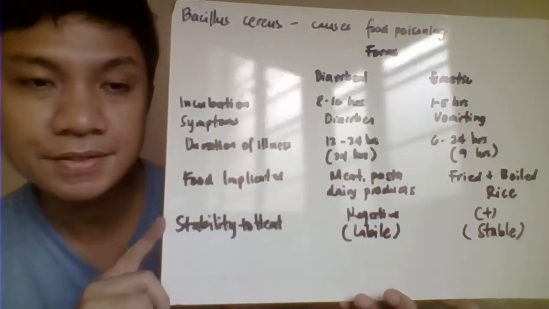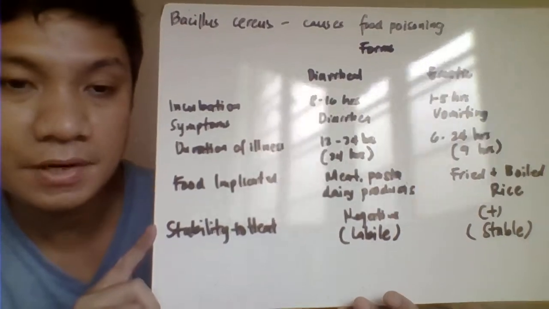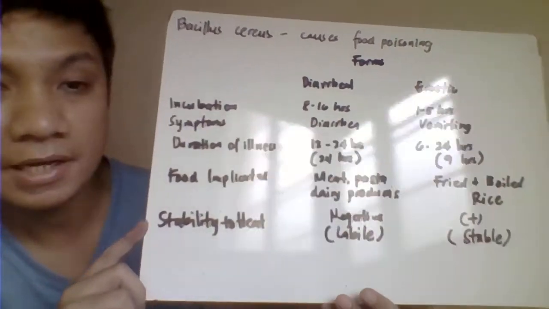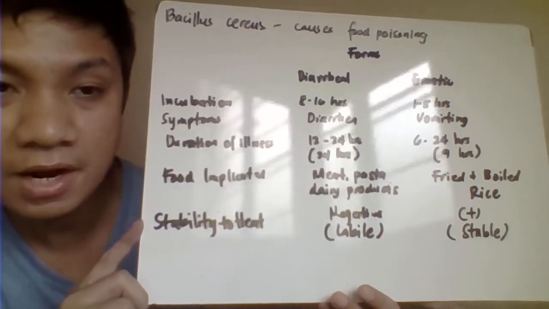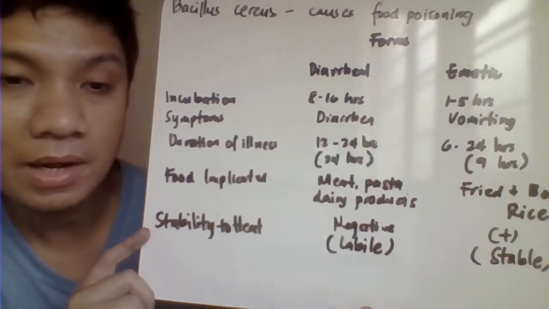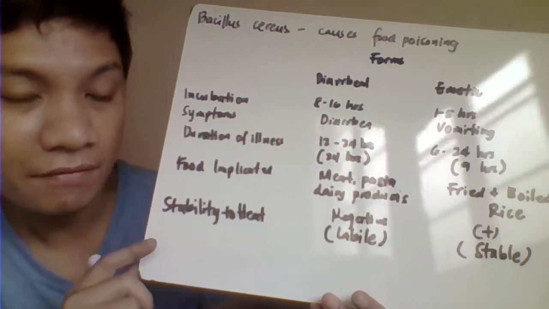Okay, the next species of Bacillus we have is Bacillus cereus. Bacillus cereus causes food poisoning. There are two forms of food poisoning: one is diarrheal, the other is emetic. So we have the difference of the two.